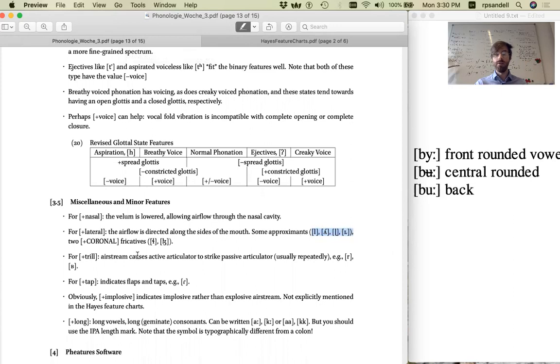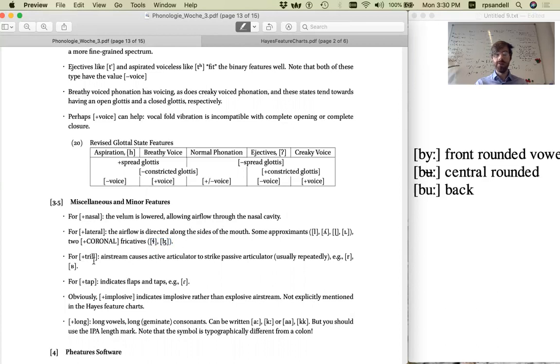I believe these are the only 6 typical sounds represented as having the feature plus lateral. There are 4 approximants at the alveolar, palatal, retroflex, and dorsal places of articulation. And there are also 2 coronal fricatives, contrasting in voicing, which can be lateral.